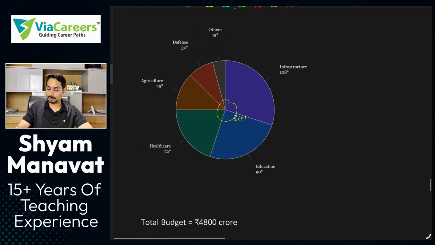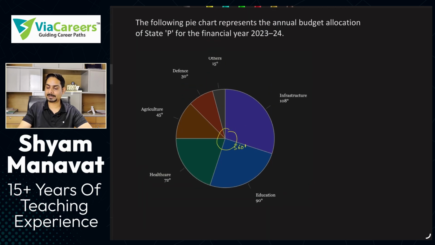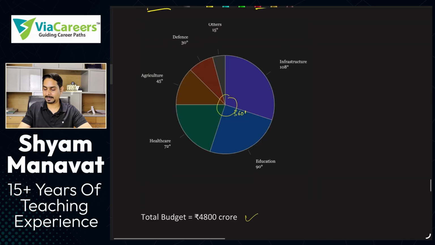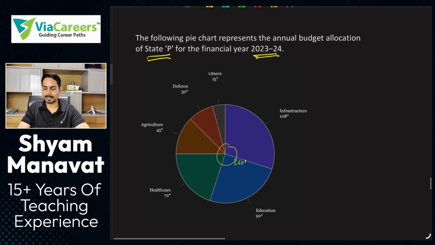अच्छा, क्वेश्चन क्या है? So we got the total budget, so it's about the distribution of budget in financial year 23-24. ठीक है. All right, will keep in mind. Now the question is: if the total budget allocated to infrastructure and education together is 20% more than the previous financial year. Okay, in year what? 2023-24. और यहाँ पे 2000.